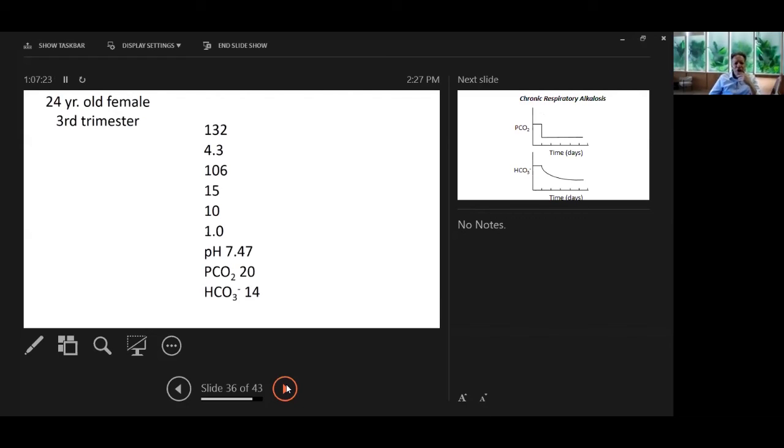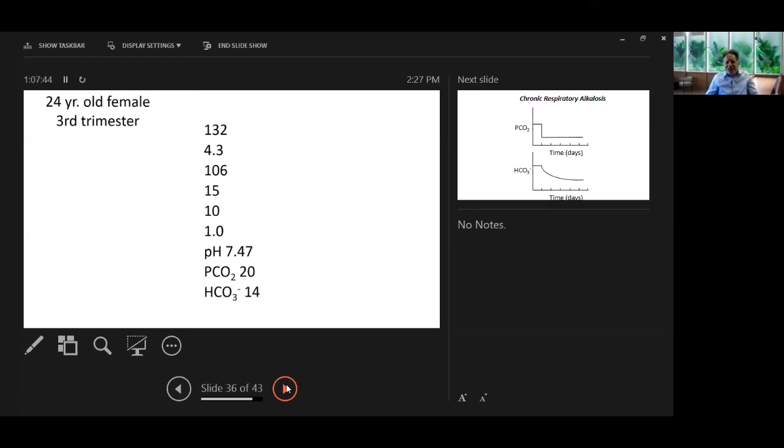This is a 24-year-old in the third trimester, bicarbonate's 14. It's either metabolic acidosis or acute or chronic respiratory alkalosis. We look at the change in PCO2 to change in bicarbonate. We see the change in PCO2 is roughly twice the change in bicarbonate. This is only compatible with a chronic respiratory alkalosis.